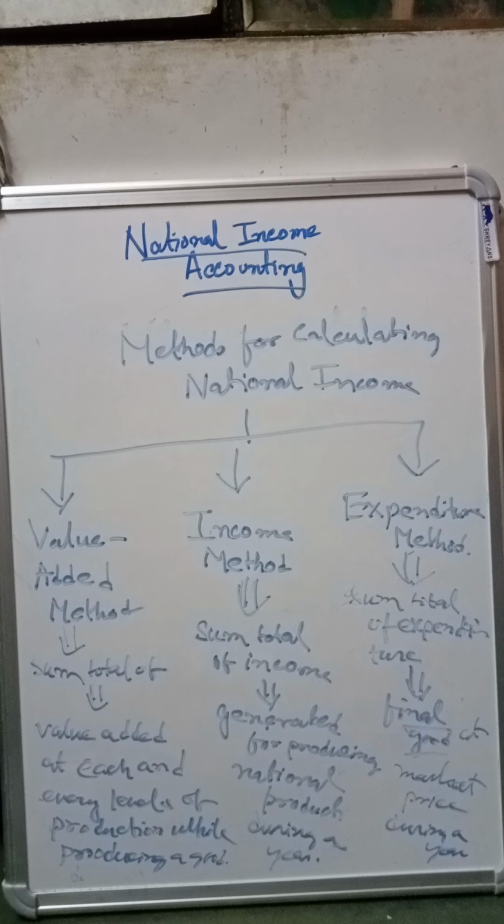So the value added method is nothing but the sum total of the value added at each and every level of production. The income method is the sum total of income generated from producing various goods and services. Then expenditure is the sum total of expenditure on final goods at market prices during a year.